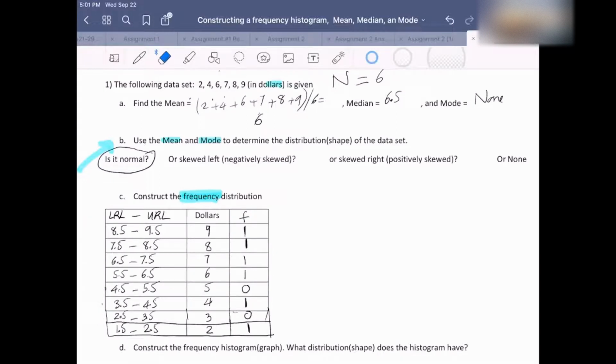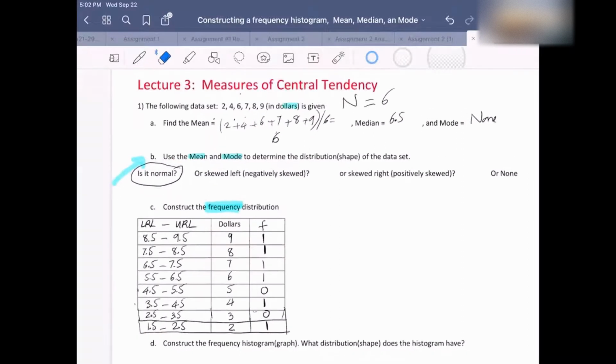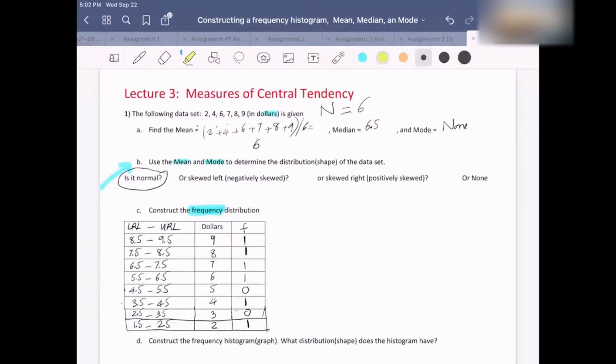All right, so we're done with the table, right? Now we can go ahead and graph the histogram. The histogram just means the graph, okay? And we need to construct the frequency one. That means we have to use the frequencies that we just found in part C, and also the limits as well, okay? I'm going to go ahead and graph it right here so that you can see it better. So the graph is for part D, okay?